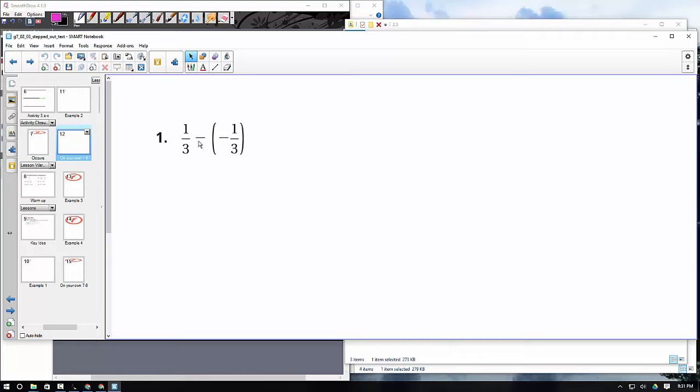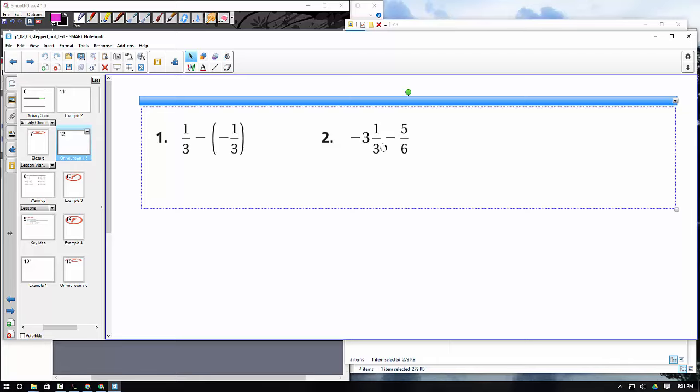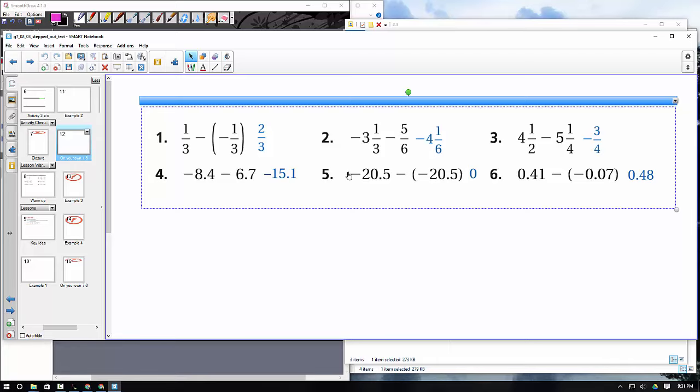This one here, it's going to be 1/3 plus 1/3, which is 2/3. I'm going to change this to sixths and go through. And again, we're going to add these together because they're both negatives. So here are the answers.